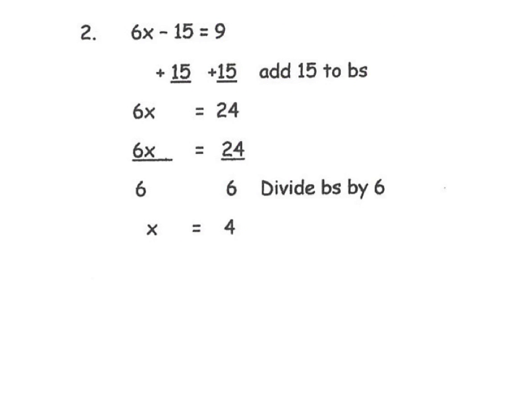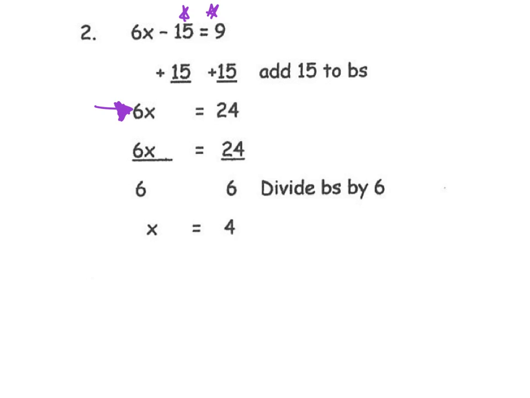Number 2, which I did out for you. The 15 and the 9 are the constants. Those need to go together first. So I need to move the 15. I do that by adding 15. So you add 15 to both sides. We did that. The 15 and the 9 got together. They became a 24. So I had 6x equals 24.